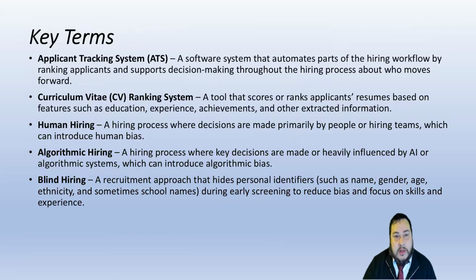Here are the key terms. Applicant tracking system is a software system that automates parts of the hiring workflow by ranking applicants and supports decision-making throughout the hiring process. A CV ranking system is a tool that scores or ranks an applicant's resumes. Human hiring is where decision-making is done primarily by a person, and algorithmic hiring is where it's done by an algorithm. Blind hiring is a recruitment approach that hides personal identifiers.